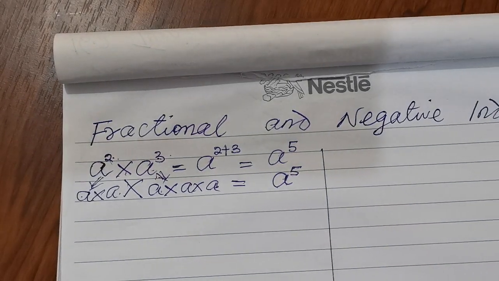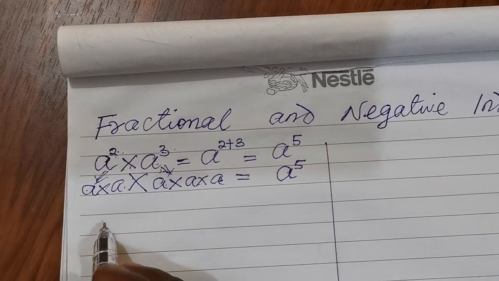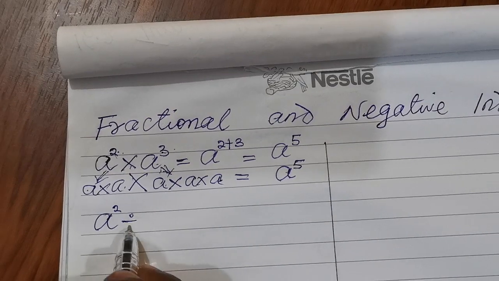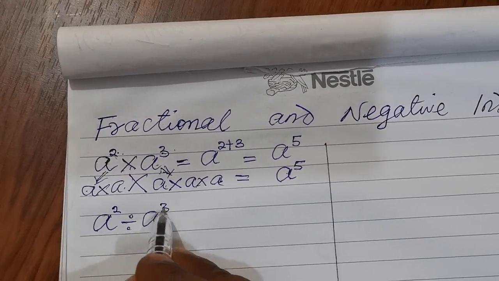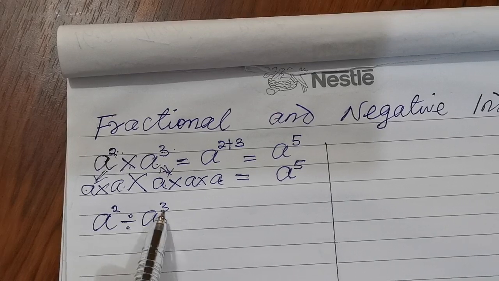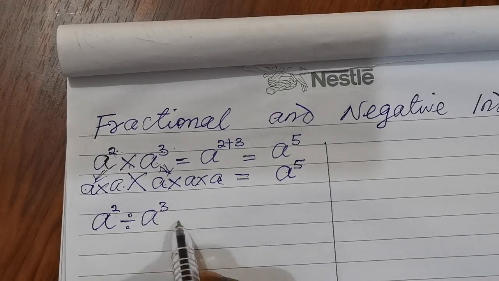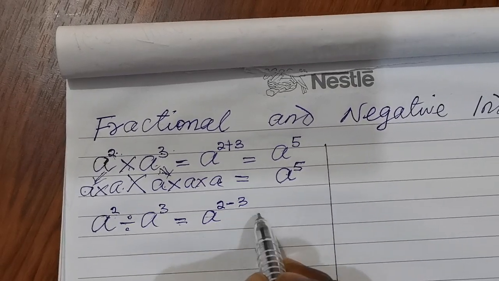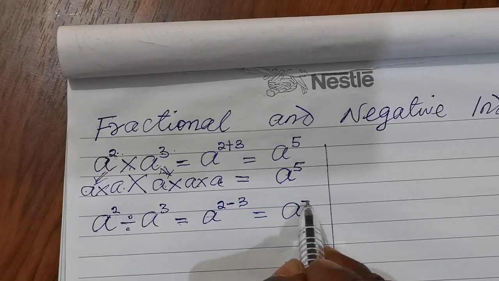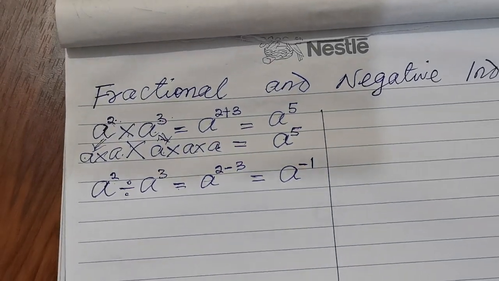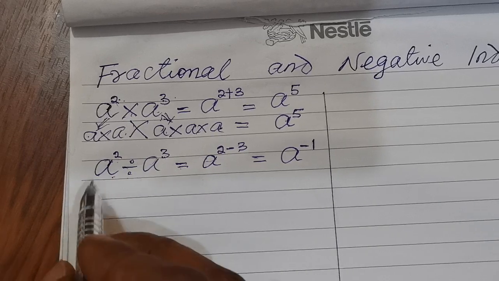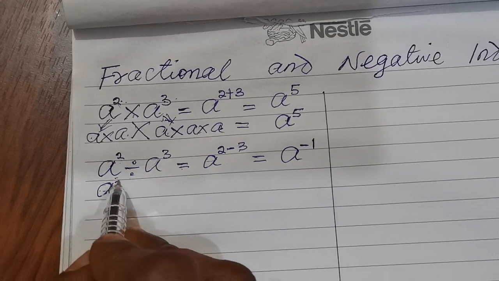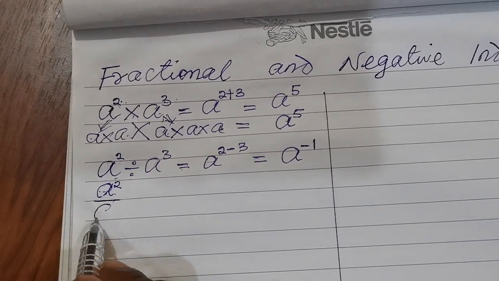Now in division, if we have a raised to power 2 divided by a raised to power 3, once it is division, we are going to subtract the power. So this simply means a raised to power 2 minus 3, and 2 minus 3 is minus 1. Let's expand it. I can put this division in numerator and denominator form as a fraction.